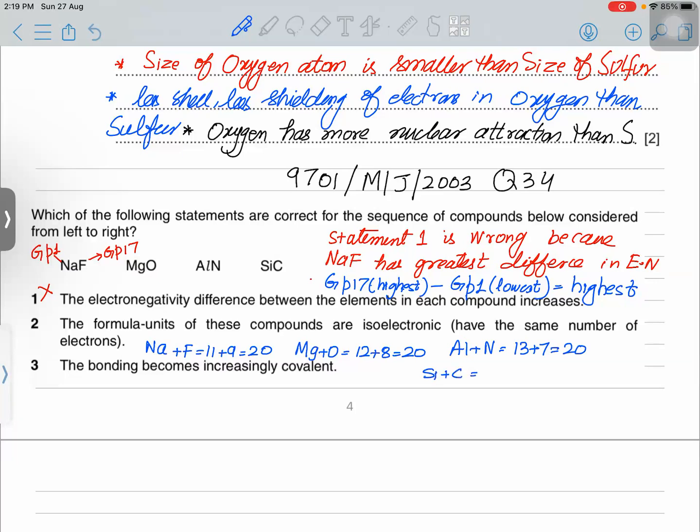Silicon plus carbon. Silicon has 14 electrons. Yes, it has 14. So this statement is correct. Now the last is the bonding becomes increasingly covalent. Because group 1 is ionic, group 2 is ionic, and the remaining are covalent. So this statement is correct. Group 1, group 2, ionic; group 13, 14, covalent.